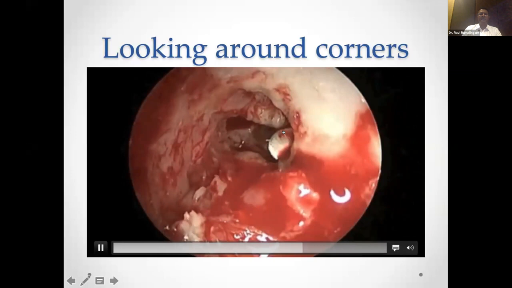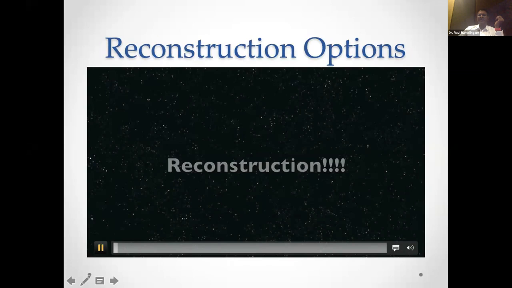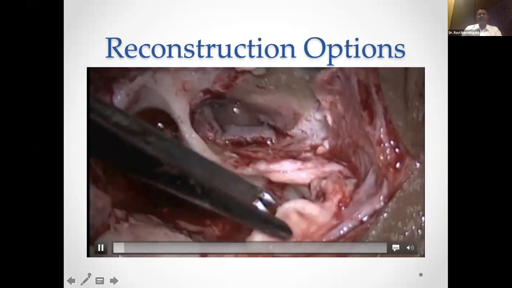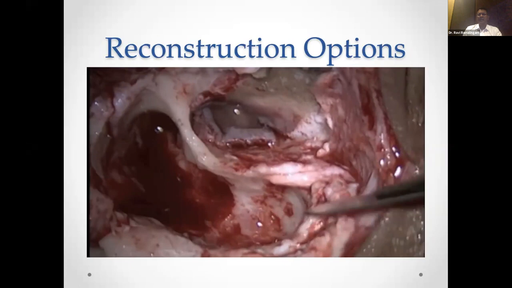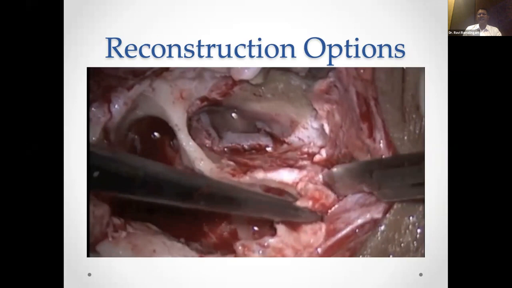So once you've done that, the reconstruction is very easy. We don't have to worry about the cavity, so the reconstruction is a lot easier. So I use periosteum. When I say periosteum, I take the attachment of the sternomastoid muscle, the deepest part of the soft tissue there. This is not strictly speaking periosteum, but it does the job admirably.